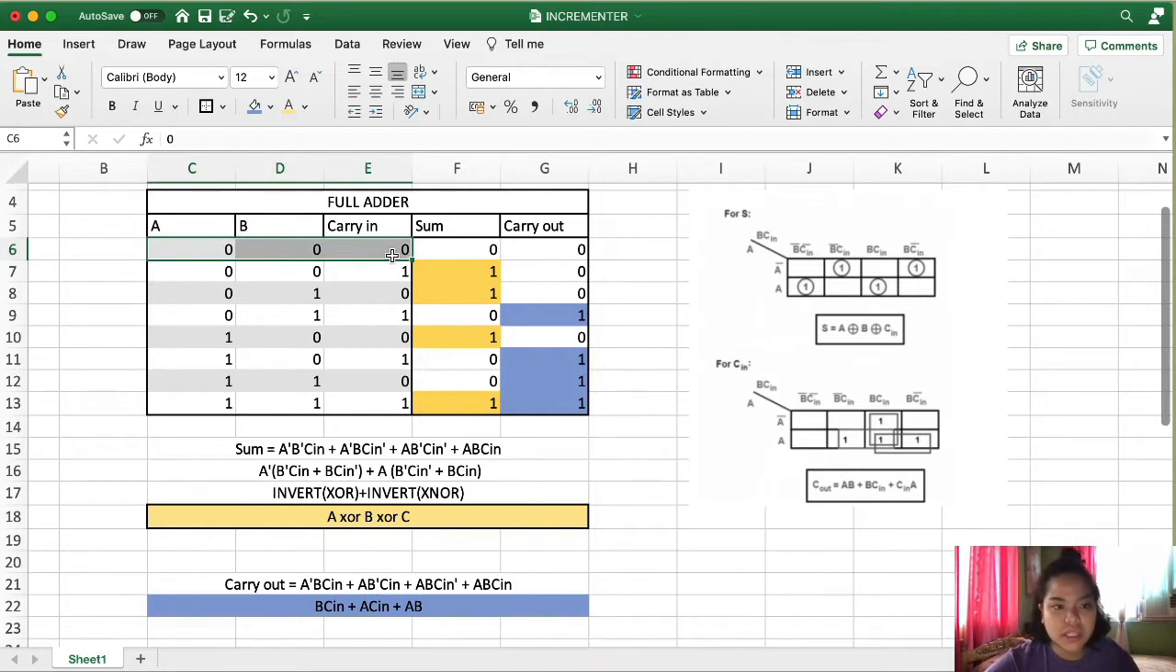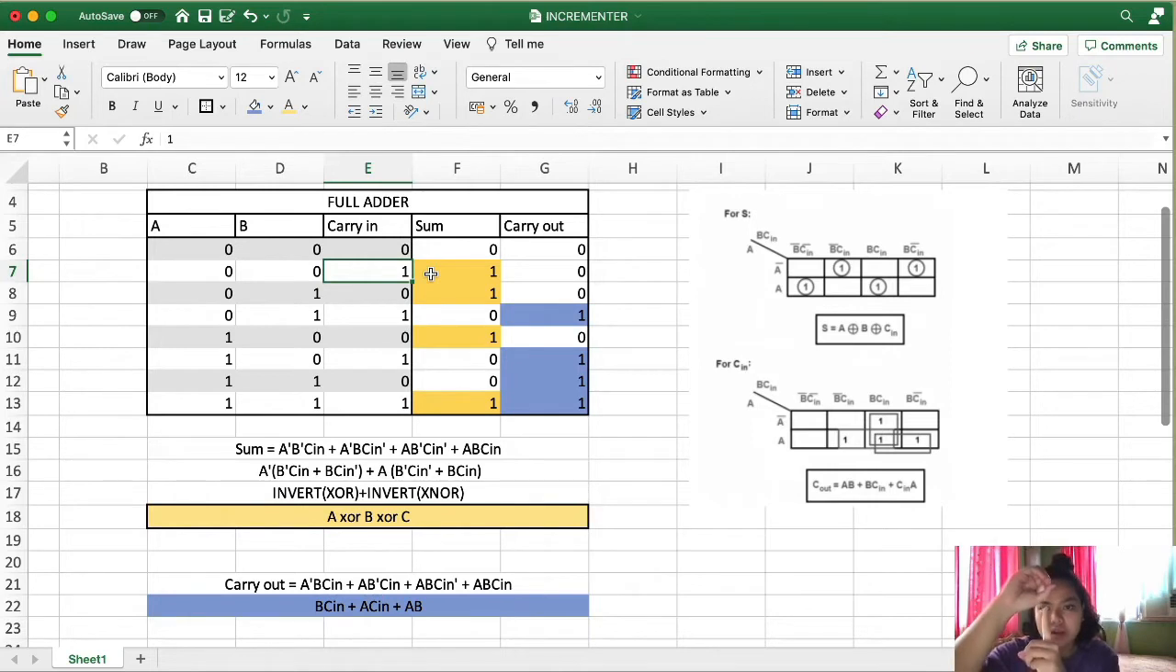So as you can see here, if we were to add 0 to 0, we still have 0. And if we were to add 0 to 0, our sum would be 0. And since we didn't necessarily carry any number, our carry out will remain as 0. Then here, for the second row, we still have 0 plus 0, it's still 0. But now, if we add 0 to 1, our sum will now be 1, just like if we were to add it vertically, right?